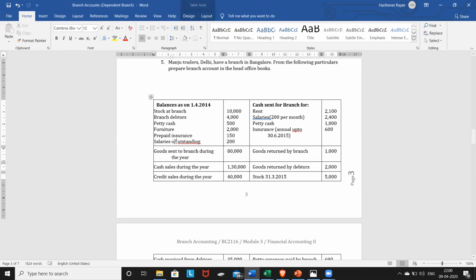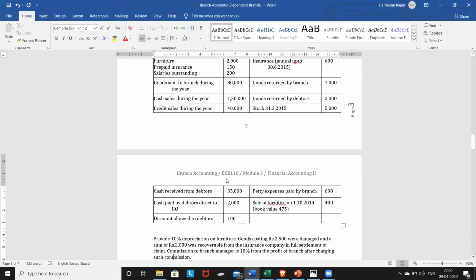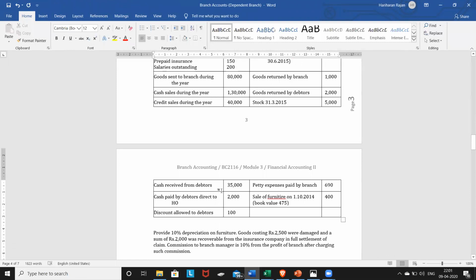Salary outstanding 200. Goods sent to branch during the year 80,000. Cash sales during the year 1,30,000. Credit sales 40,000. Credit sales will go to the debtors account. Cash received from debtors 35,000. Even this will go to the debtors account.